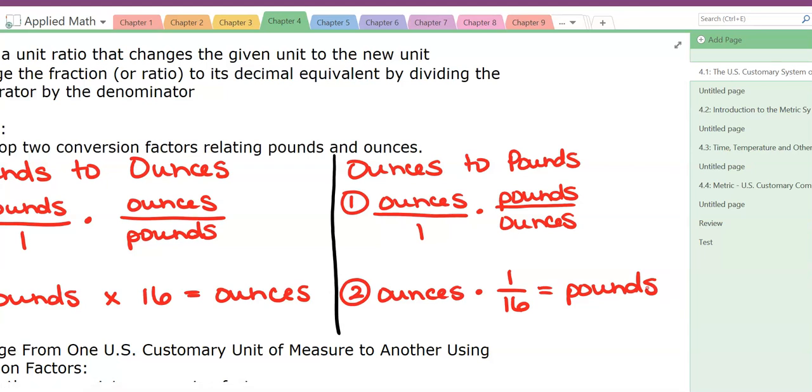But you just have to know what you multiply by. Depending on which way you go, it changes the number. It's always going to be like 1 over 16 or 1 over 12 or 1 over 3. Some of those fractions you might know, but some of them you may not know.